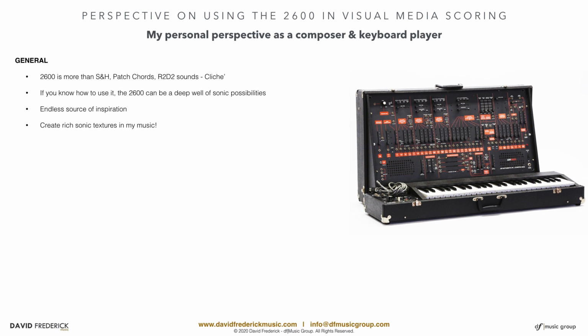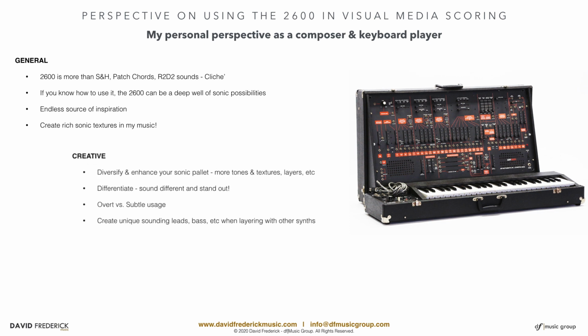If you know how to use it, the 2600 really can be a deep well of sonic possibilities and an endless source of inspiration. The instrument really enables me to create some very unique textures in my music, regardless of the genre, whether I'm doing jazz fusion or I'm writing music for a game or TV score or film score. It really gives me some unique sonic possibilities to be able to do that.